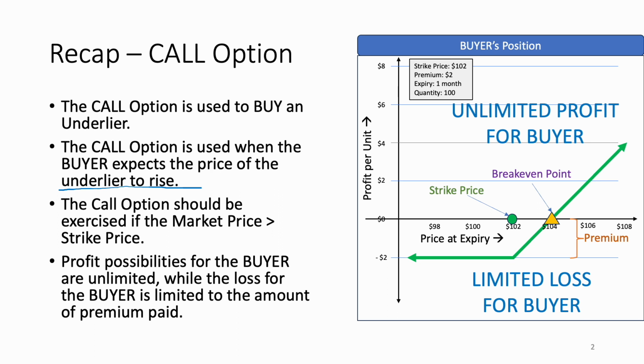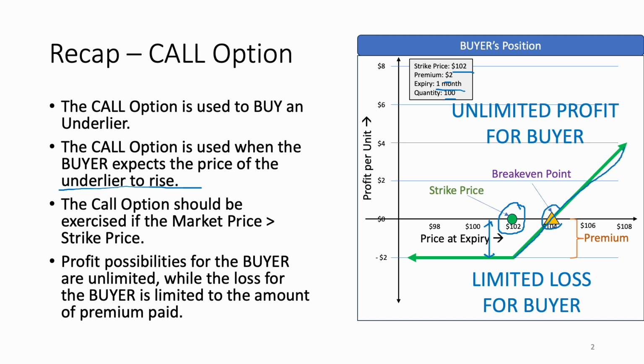Now, let's take an example. Supposing I enter into a contract in a call option where my strike price is $102, I'm ready to pay a premium of $2, with an expiry of 1 month, and I buy a lot of 100 quantities. These are the important things necessary in a call option: we must have a strike price, a price at which we will buy, and we pay a premium. This is the premium of $2 that we are paying, and this option will expire in 1 month. So if the price of the underlier goes up, then we make a profit.